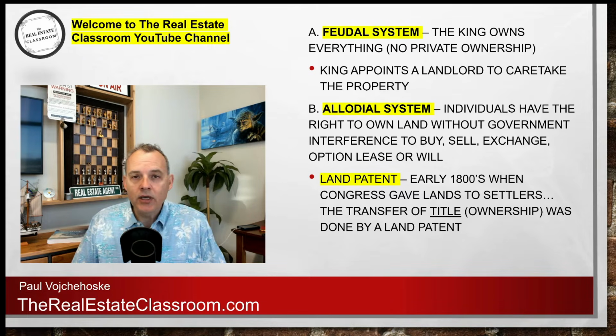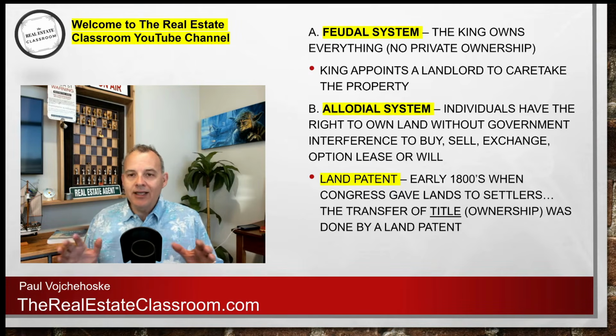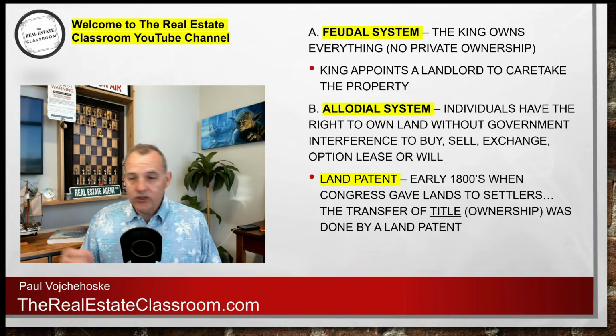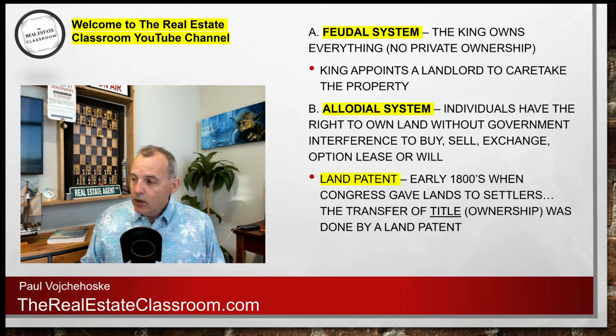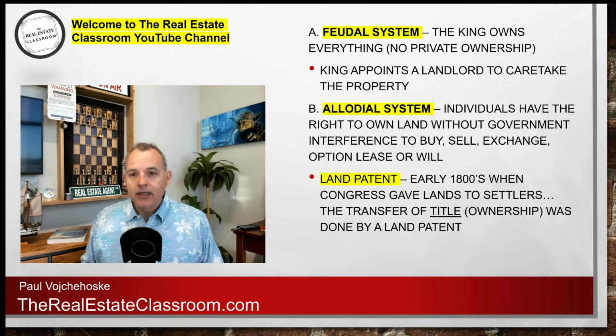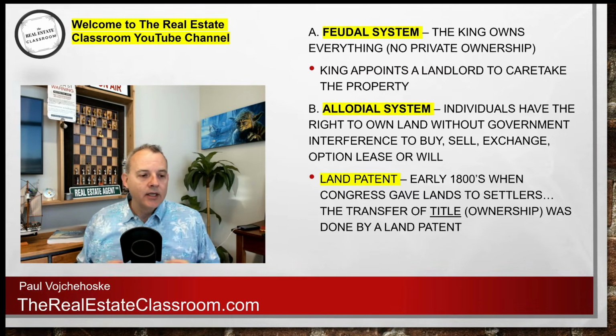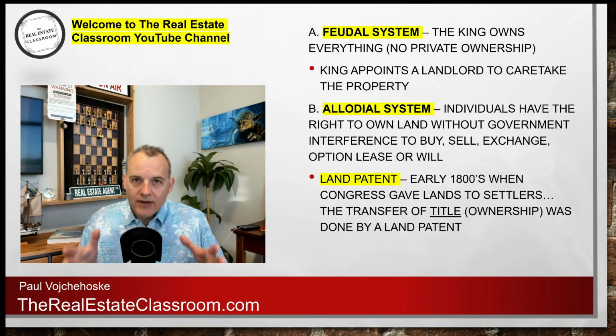We became a new country who embraced what's called the allodial system of land ownership. This is where individuals have the right to own land without government interference. So that individual landowner has the right to buy land, sell land, lease it, exchange it, option it, will it to their heirs. Remember the bundle of rights. That is a concept that we have talked about before, and I'll leave a link to that video right up here in the upper right-hand corner of your screen. That is the foundation of the allodial system.